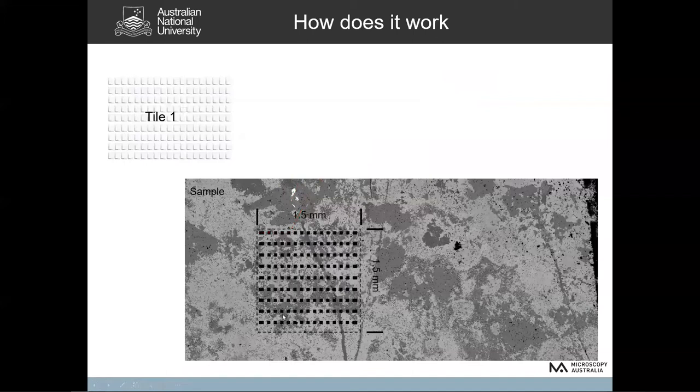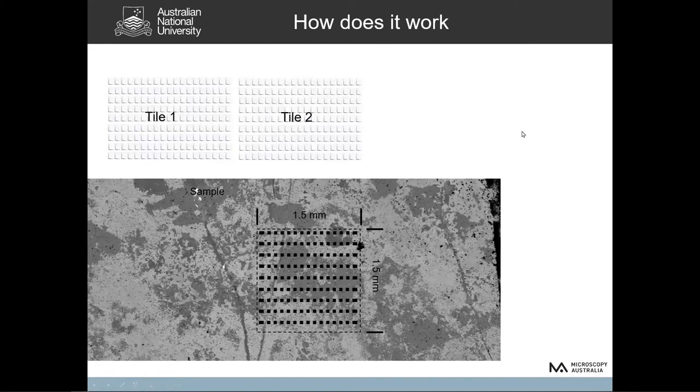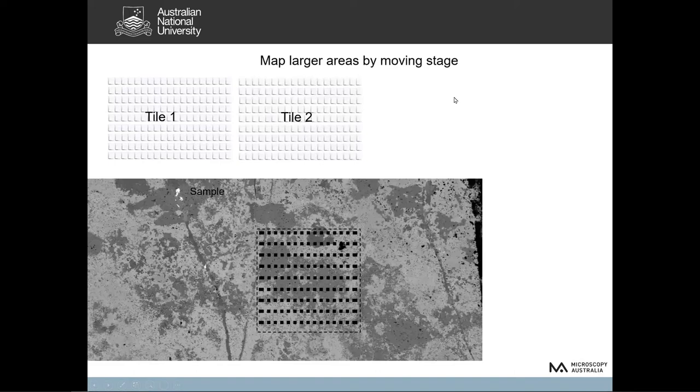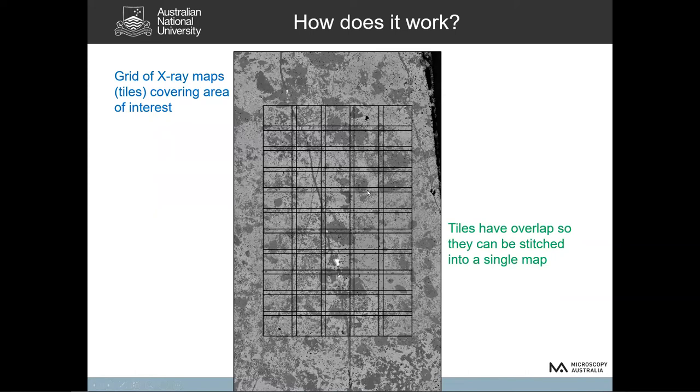Now, the scan deflection has to be limited, because if you deflect the beam too far, you tend to start losing counts at the edges of your field. So we can only typically scan about 1.5 millimeters or less at any one time. So if we want to cover a larger area, we need to move the sample and collect the next tile. We move the sample, collect the next tile, until we finish the entire area of interest that we want to do. So typically the maps are overlapped, so we can stitch them all into a single X-ray map, if you like.